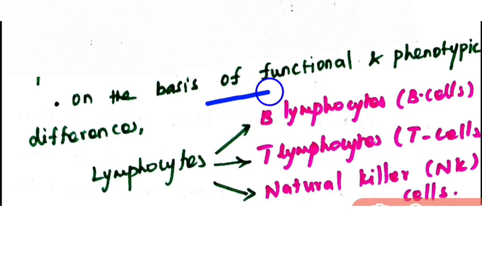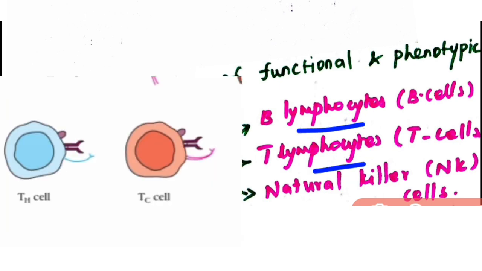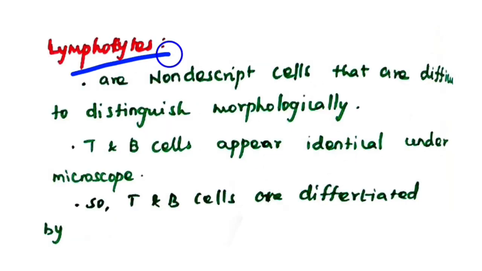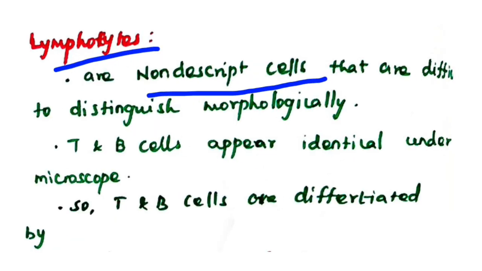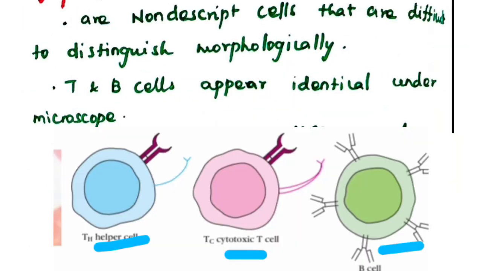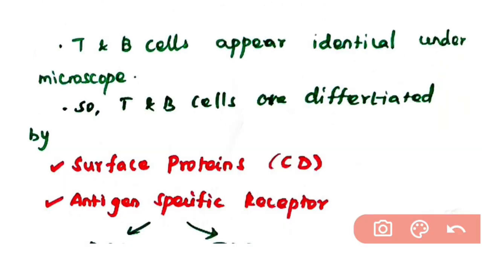On the basis of functional and phenotypic differences, lymphocytes can be classified into three types: B lymphocytes, that is B cells; T lymphocytes, also called T cells; and natural killer cells, that is NK cells. These lymphocytes are nondescript cells, which means they are difficult to distinguish morphologically. The T and B cells in particular appear identical under the microscope. So T and B cells are differentiated by surface proteins and antigen specific receptors.